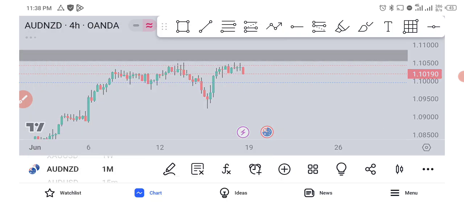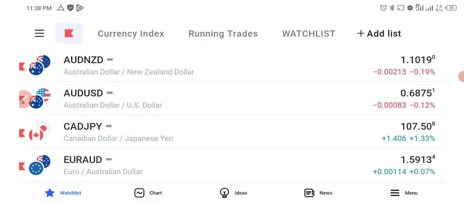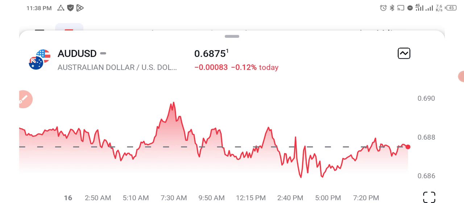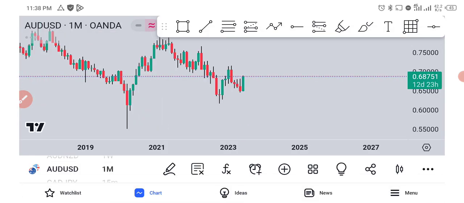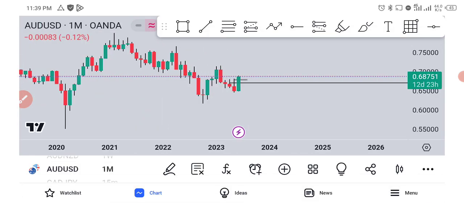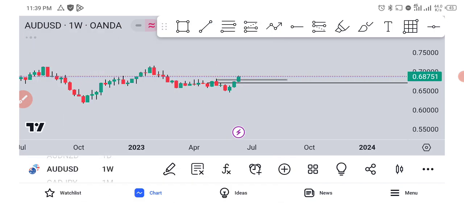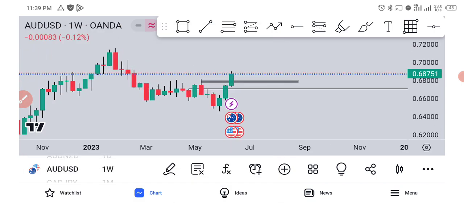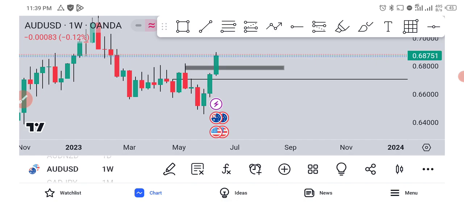Now let's check another pair in our watch list, AUD USD. So AUD USD moved to the upside weekly. Remember, we are also selling AUD USD from here, but the market is currently breaking above structure, so this trade is kind of risky. So selling this pair is risky. Remember, we are selling on the 4-hour time frame, not on the 15 minutes time frame. So AUD USD, we are selling the pair.